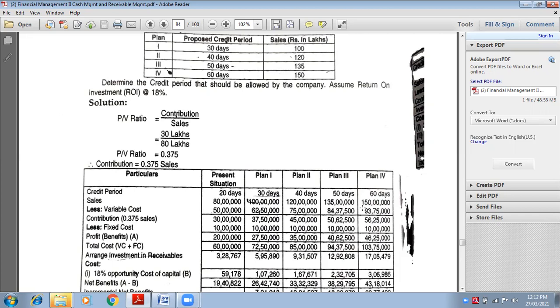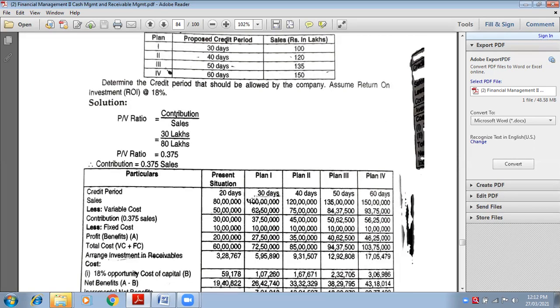Now keep deducting variable cost from sales. You will get contribution. Come on. Do it from present situation. Sales minus variable cost. 80 lakhs minus 50 lakhs will give you contribution of rupees 30 lakhs. Do it fast.